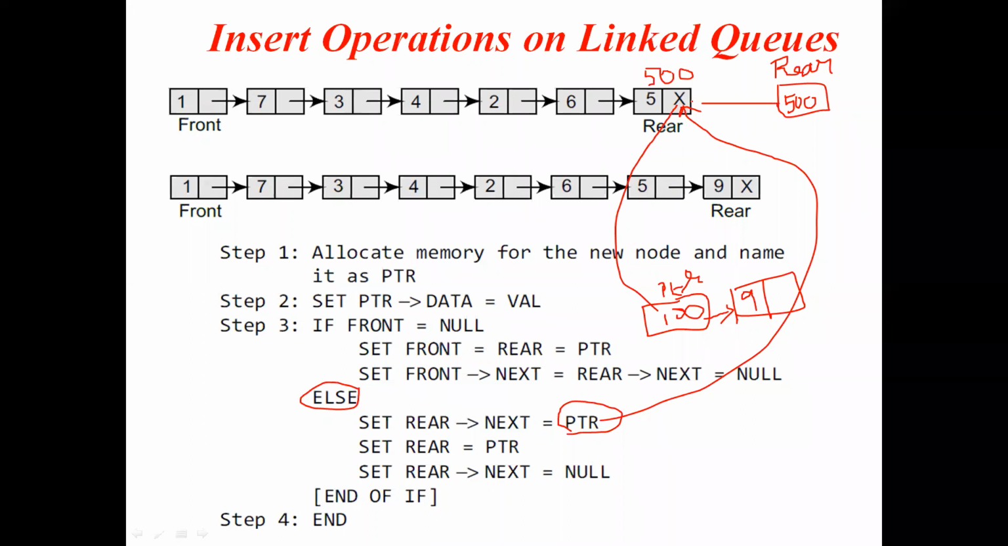Now what I am doing, I need to update this value, right? This x should be updated with the newly created node. Who is holding the newly created node address? The pointer, PTR, right? The newly created node is 9, and its address is 100. So this newly created node address stored in the pointer variable should be updated to the rear node's next field. That is what this line tells: rear next is assigned with the value pointer, nothing but 100.